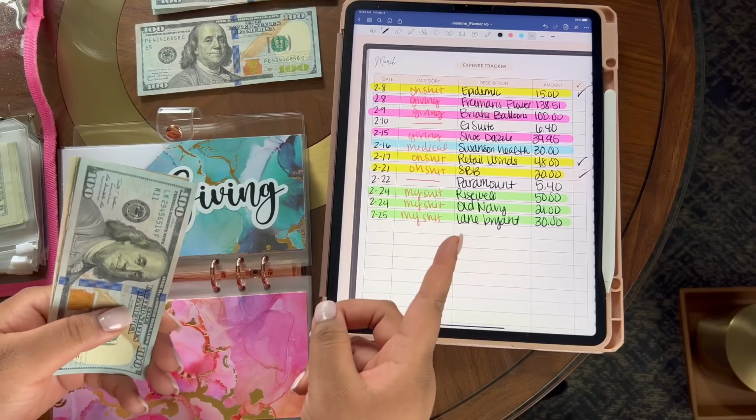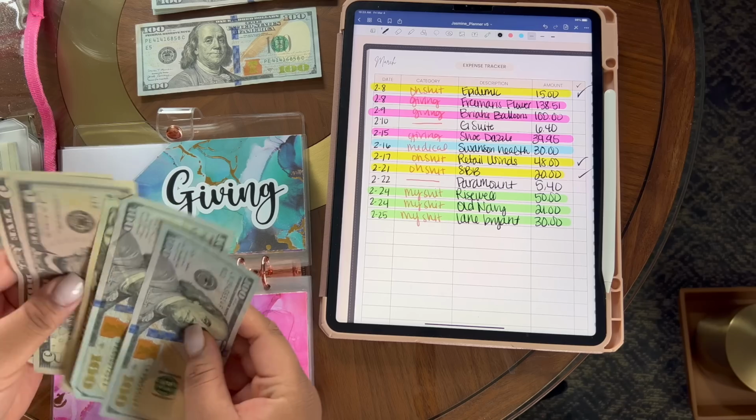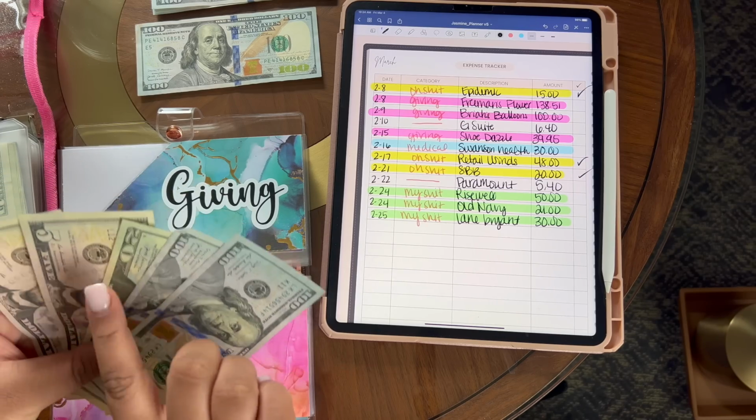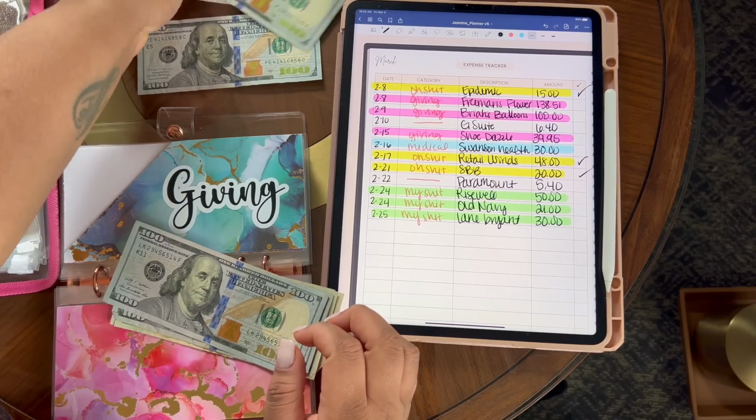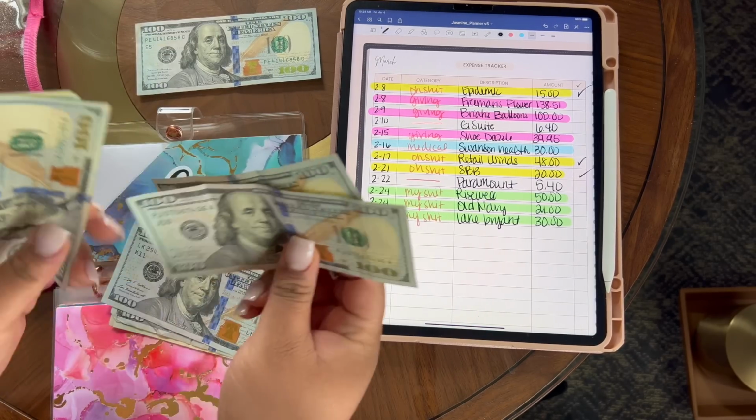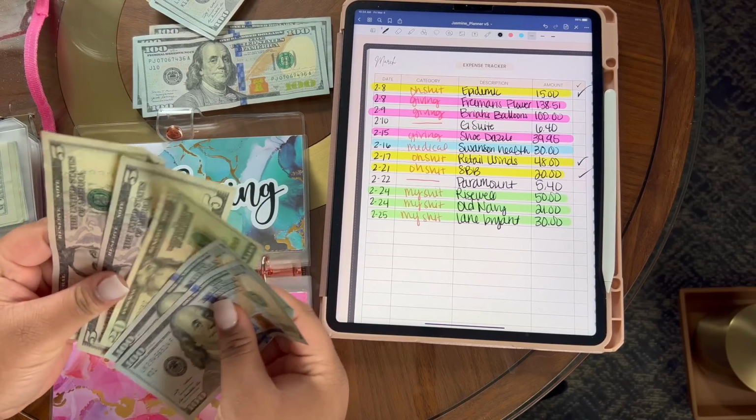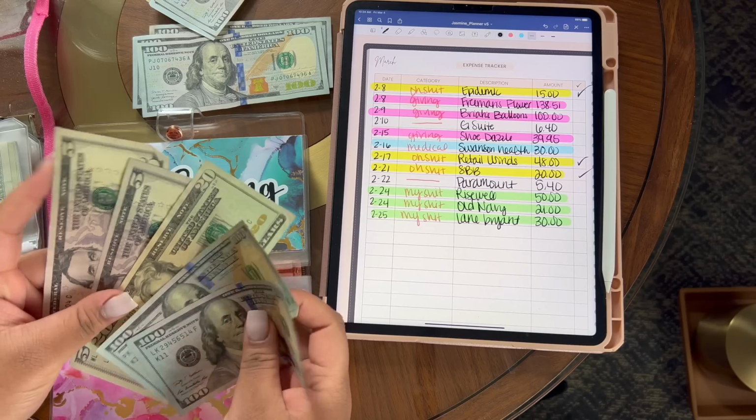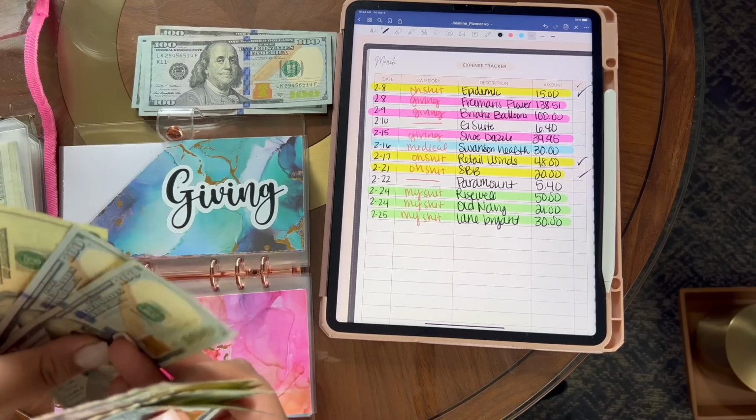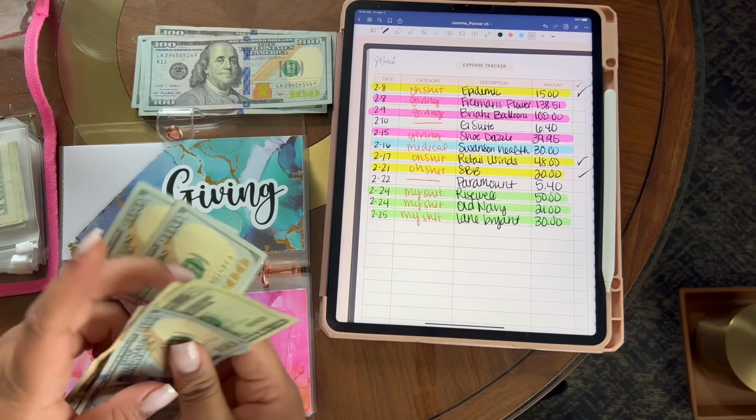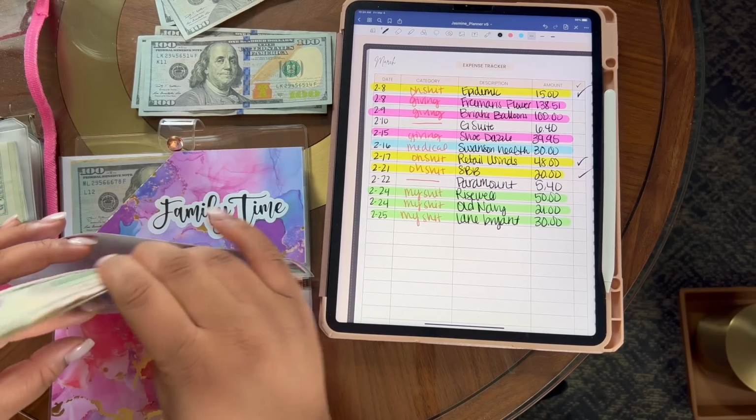So that's $238. 48, 58, 68, 78. So 278. And it looks like we have 220, 30. So this is when we're gonna dig in that rollover money. And I'm just gonna use 200 from there. I'll put 100 out of my giving fund and put 20 back. So that way it's like I'm adding 80. Okay.